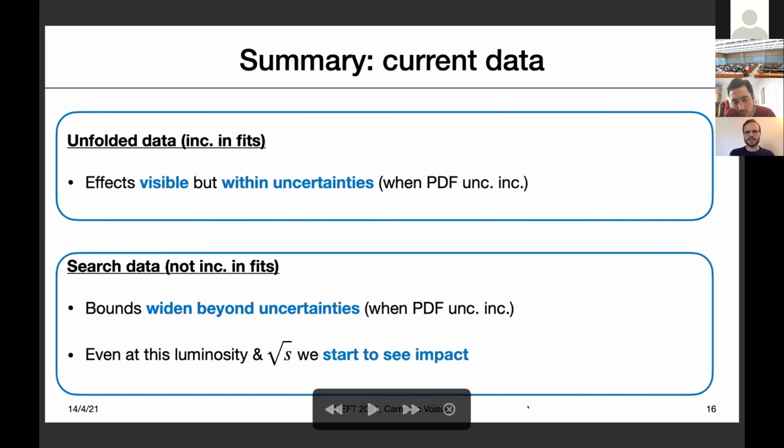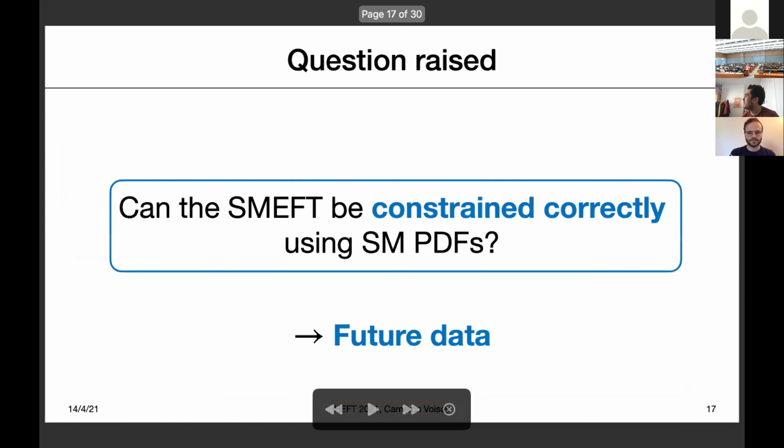So to summarize the state of affairs with the current data, in the unfolded data, we can see a visible effect, but it's within uncertainties. While with the search data, which is not included in the fits, we find a slight widening beyond the uncertainties. So the point here really is that with the current data, the effect is mild, but we are starting to see some impact. And so potentially in the future, when we have much more data from the High-Lumi LHC, we might expect to see some more dramatic impacts. And that's what I'll look at now. So exactly the same thing, but with future data.